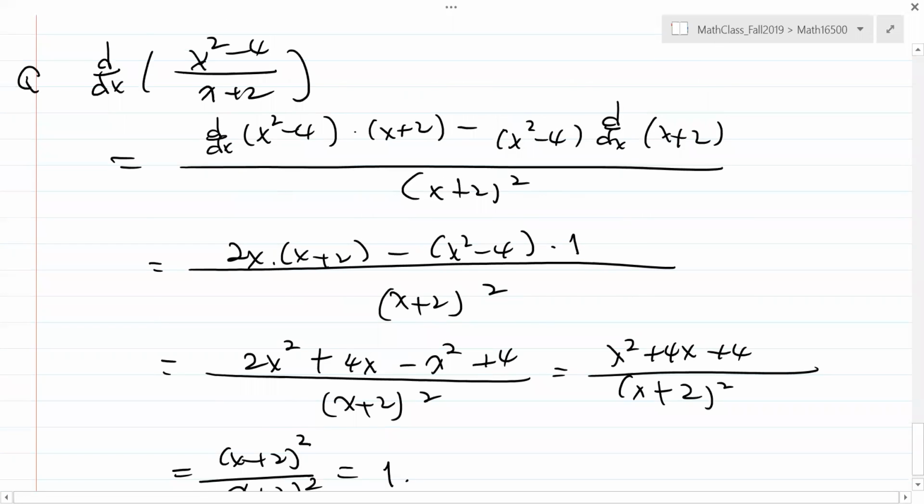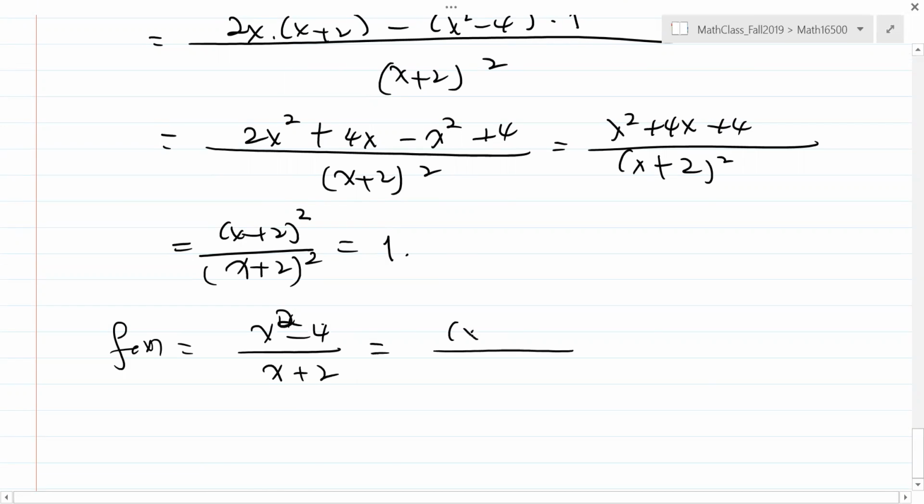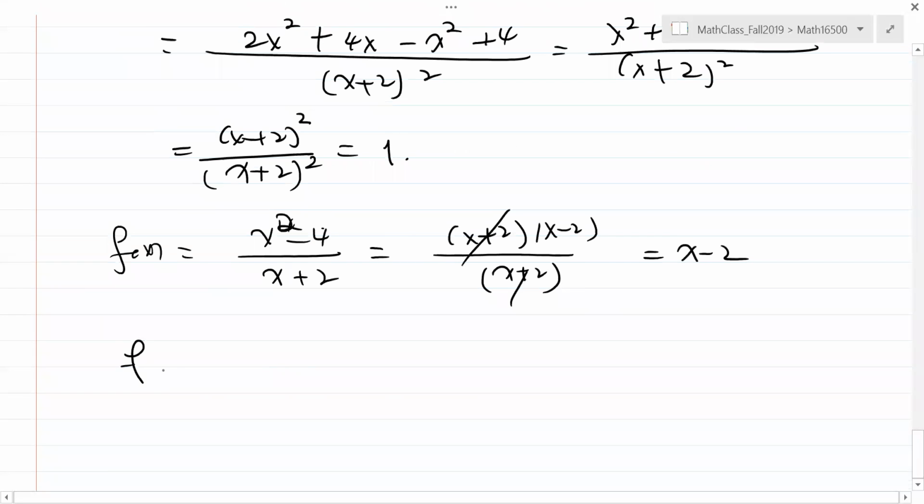I will go back to the function. If you simplify the function at the very beginning, you probably don't need to waste so much time to find the derivative, right? Why? Because f of x equals x to the fourth minus x, and you can factor the numerator and then cancel it out. You will get a linear function. Then the derivative is nothing but 1, that is 1 minus 0.